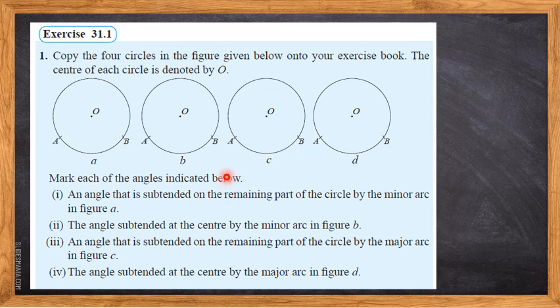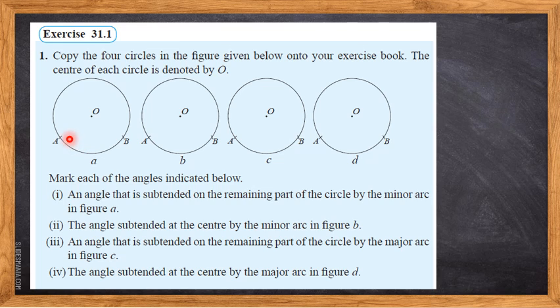Right, I'm going to use the same figures. You can draw separate figures. I will use the same figures given in the book. First part, an angle that is subtended on the remaining part of the circle by the minor arc in figure A. Right, figure A is this.